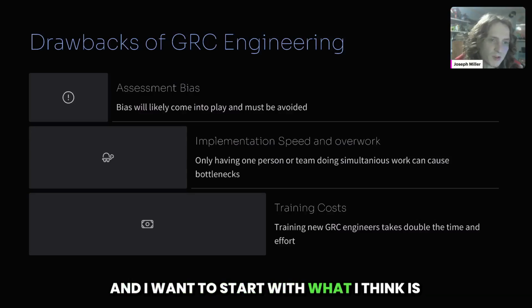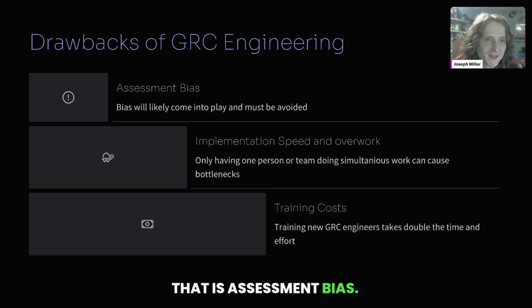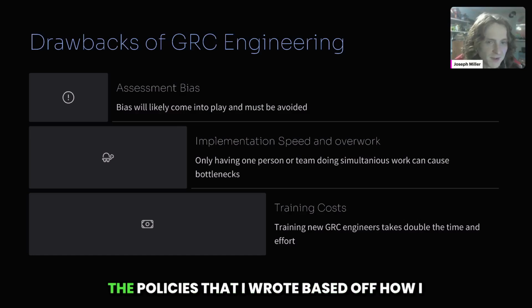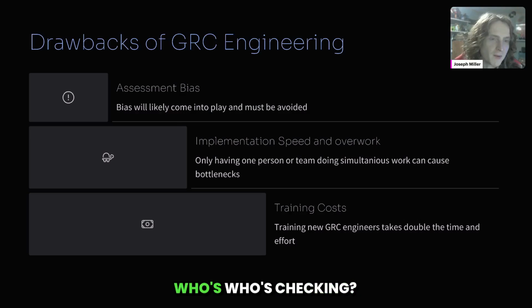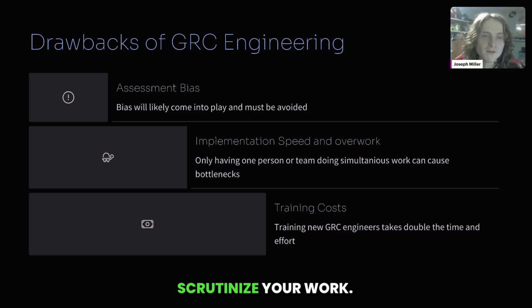And I want to start with what I think is the most important drawback to consider, and that is assessment bias. Assessment bias is essentially, I'm the blue team. I put the controls in place based off of the policies that I wrote, based off how I understood the regulations. Who's checking me? No one. So it's really important that you really scrutinize your work, right?